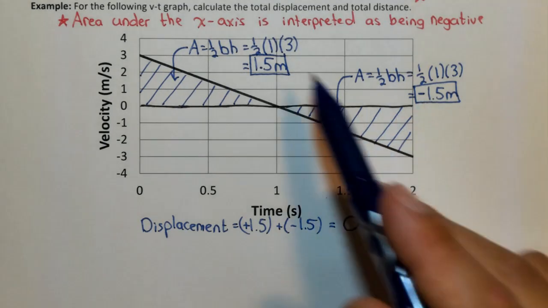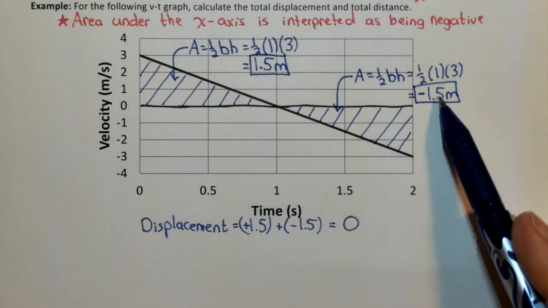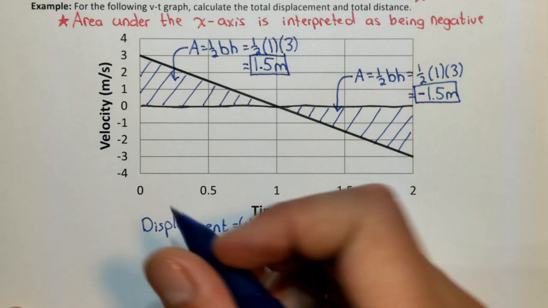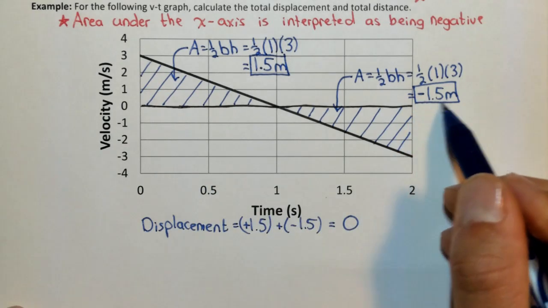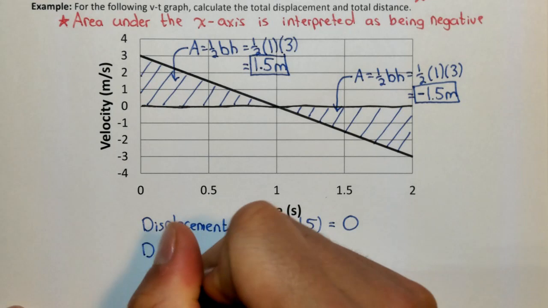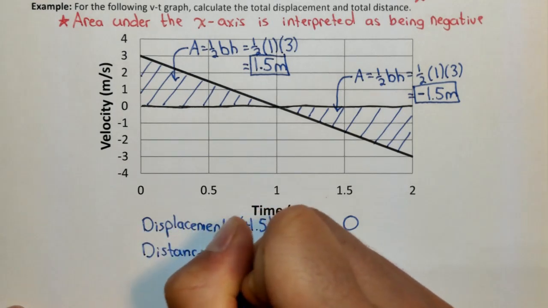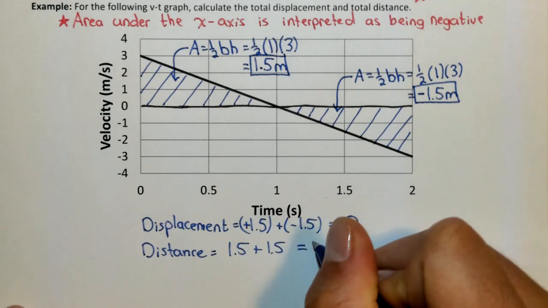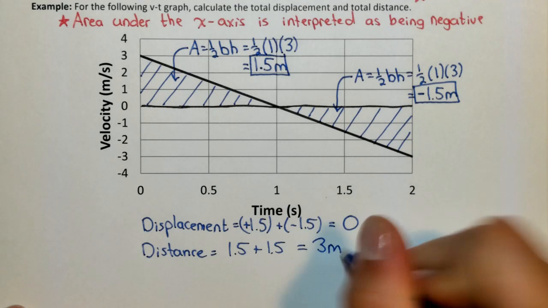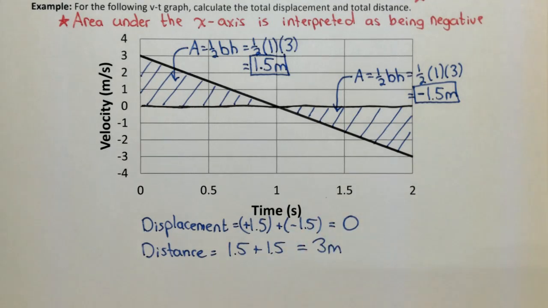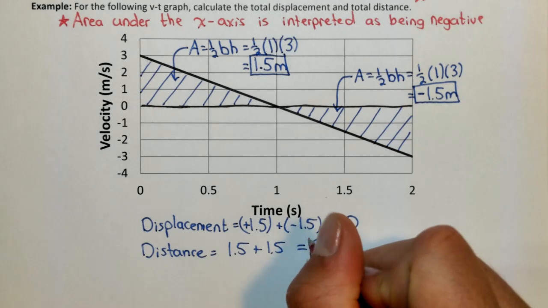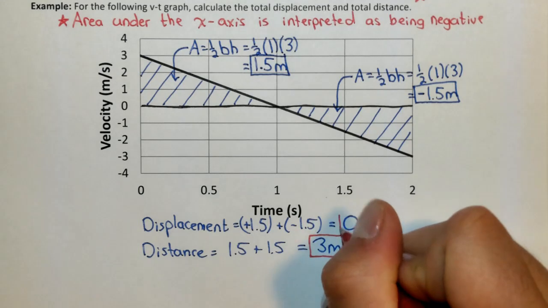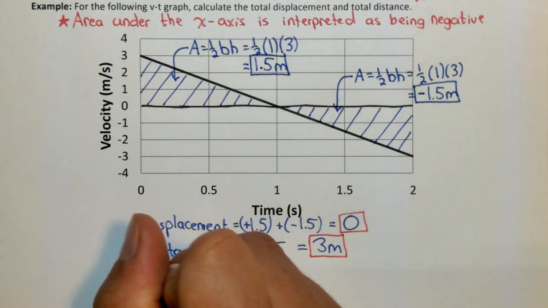So for displacement, I took positive 1.5 and negative 1.5. For distance, I actually just add positive 1.5 and positive 1.5. It doesn't matter if I'm going backwards, I'm still adding more distance. So those are my final answers. This object's distance that it traveled was 3 meters, and the object's displacement was 0.